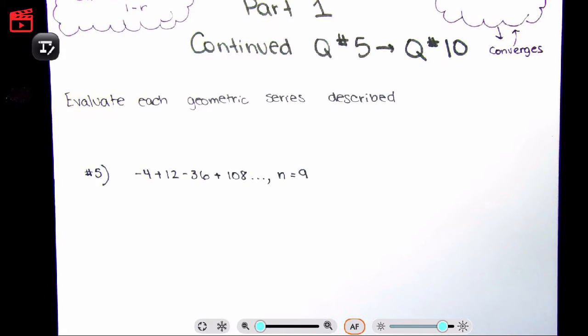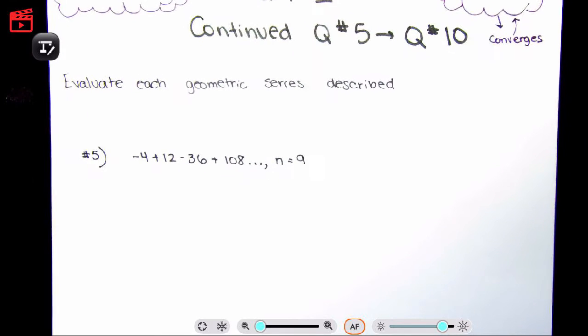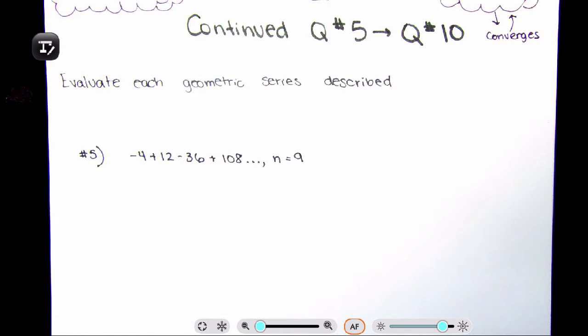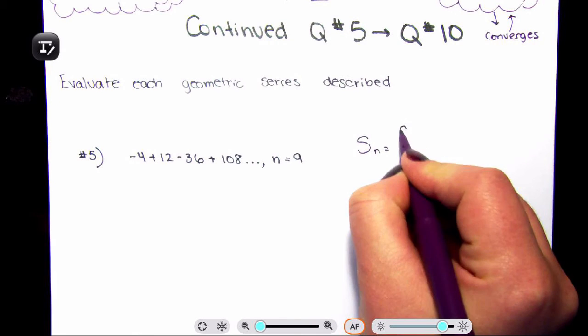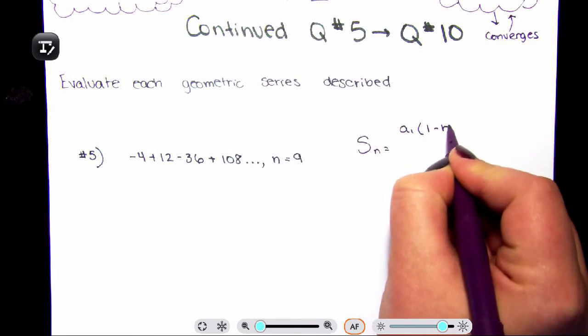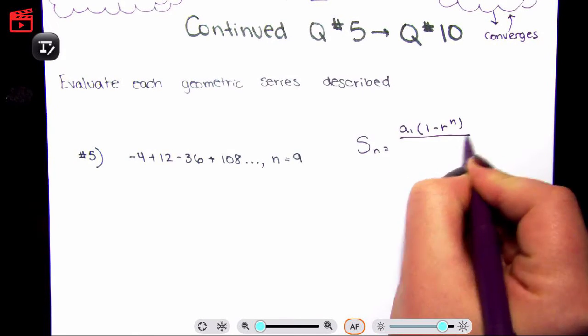So evaluate each geometric series described. In this one, they give us a series, but a list of numbers as well. So let's go ahead and write out our formula. S sub n is equal to a sub 1 times 1 minus r to the nth power divided by 1 minus r.